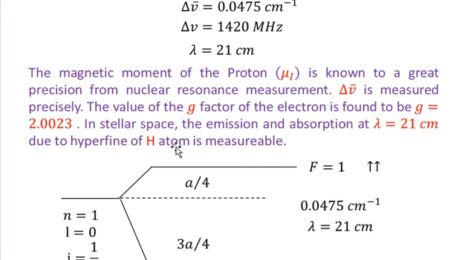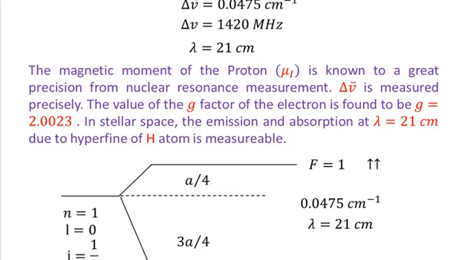So you see that the stellar spectra corresponding to the ground state of the hydrogen atom, that is the hyperfine spectra from the stellar space of the hydrogen atom in its ground state, both in emission and absorption, can be measured at lambda equal to 21 centimeter due to the hyperfine structure of the hydrogen atom. And this is a measurable quantity.